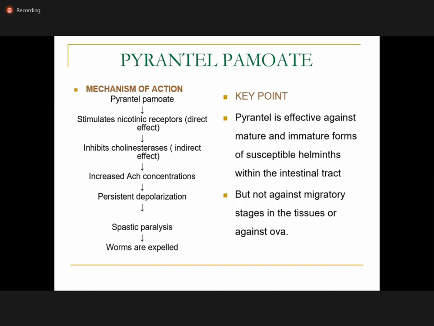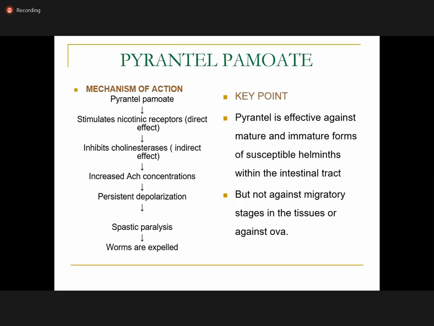So pyrantel pamoate, mechanism of action: it stimulates nicotinic receptors, that is the direct effect, and inhibits cholinesterase activity, increasing acetylcholine concentration, so persistent depolarization, so powerful contraction, so it will lead to spastic paralysis, right? And worms are expelled. So in short, pyrantel pamoate produces its activity by stimulating nicotinic receptors and increasing the activity of acetylcholine, which will lead to powerful depolarization or contraction. So it will lead to paralysis of the worms.